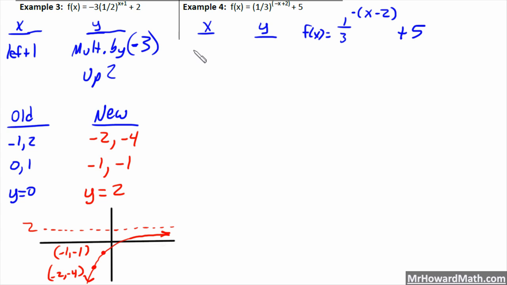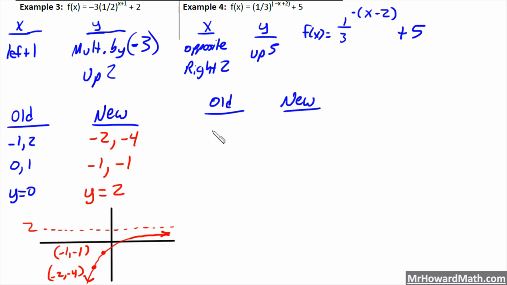So for x, they're opposite signs, so we'll flip their signs and then move them to the right 2. And that would be the order of operations. We have to multiply by -1 and then add 2. That's what we're going to be doing to the x's. And for the y's, just this plus 5 right here, we'll move it up 5. So those are the only changes. So let's make the old table the new table, and then we'll graph it.